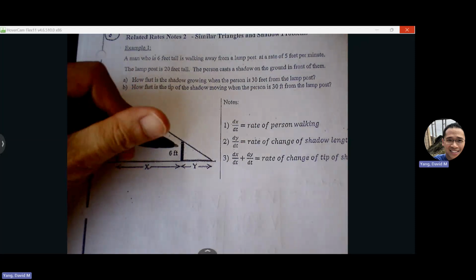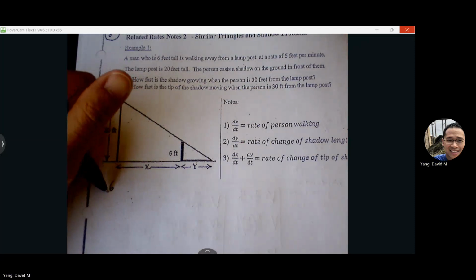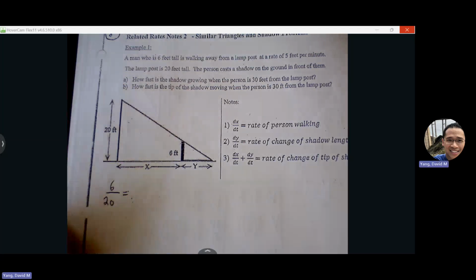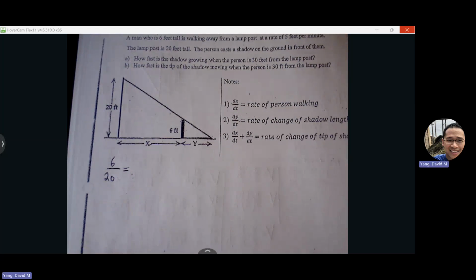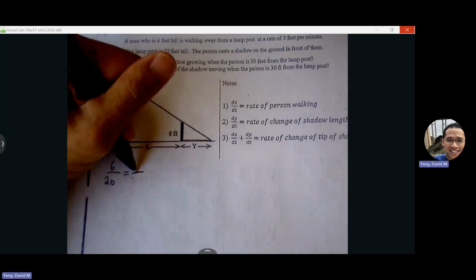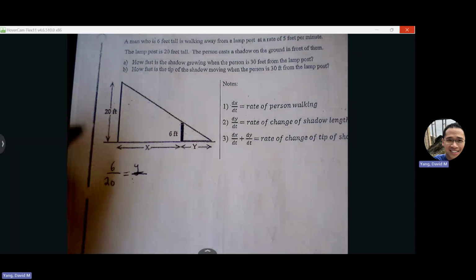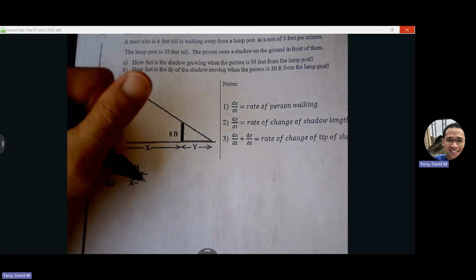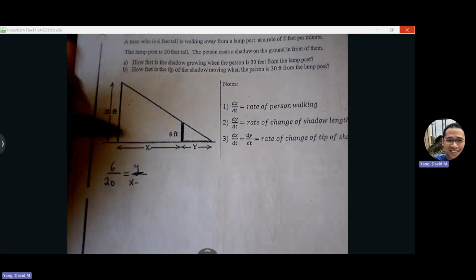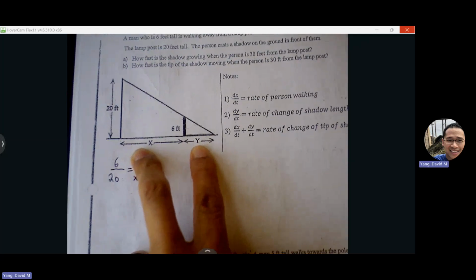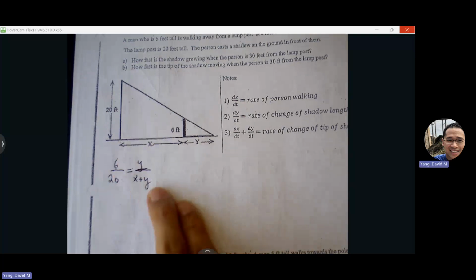So we're going to set up similar triangles, and we're going to say this. The height of the small triangle is to the height of the large triangle, so 6 over 20, as the base of the small triangle is to the base of the large triangle. So in this case, what represents the base of the small triangle? Yeah, y. And the base of the large triangle is going to be x plus, yeah, x, not xy, x plus y. We don't want to multiply these together. Make sure that you're adding your two lengths together to get that full length.